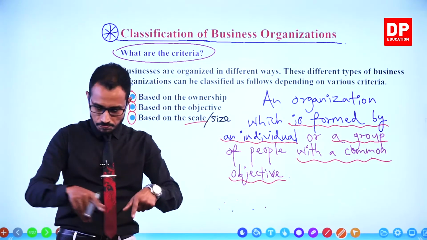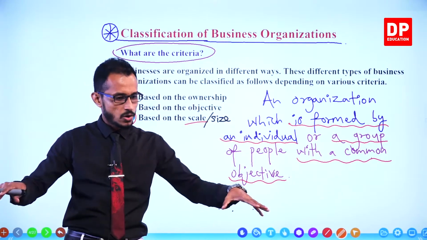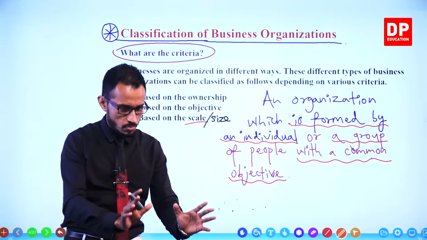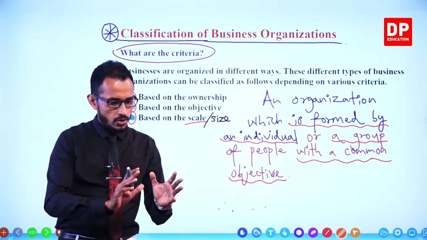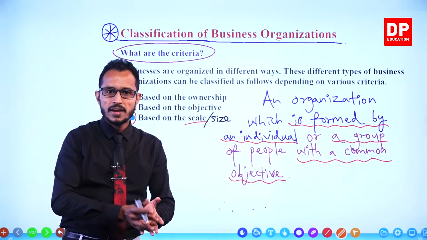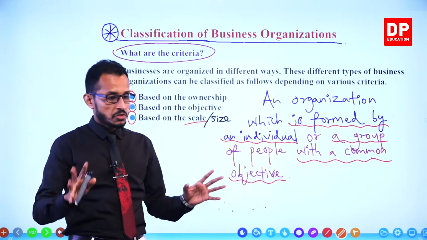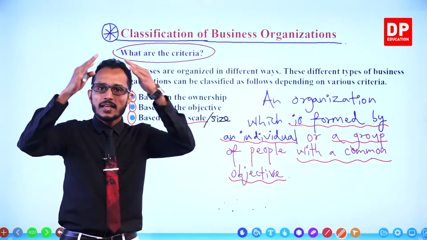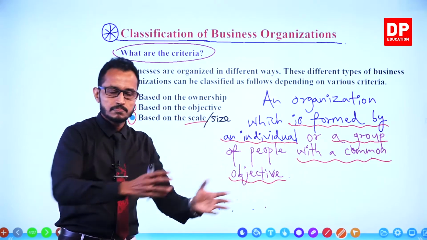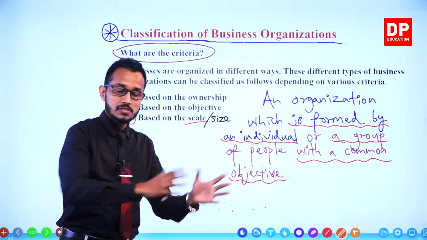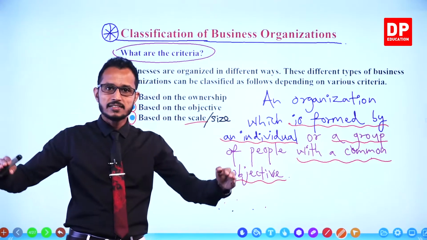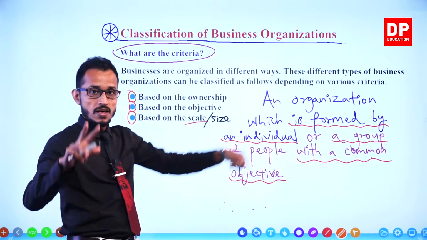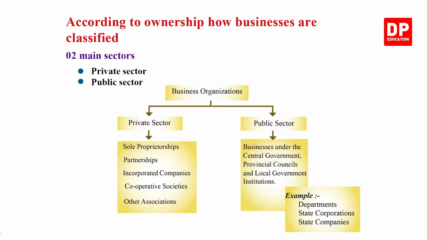Or is it a small business, like a ground level startup business, newly started, small, with only one shop, run by one person? You look at all these things and you decide the size or the scale of the business, and again you can divide into groups. Small businesses, large businesses, dividing. That's what we mean by classification of business organizations. Children, according to ownership.